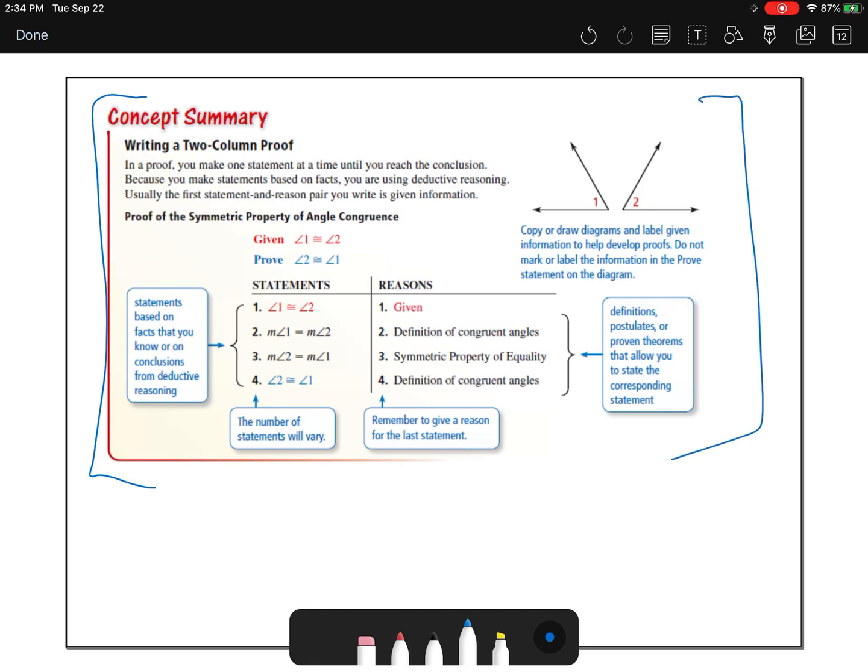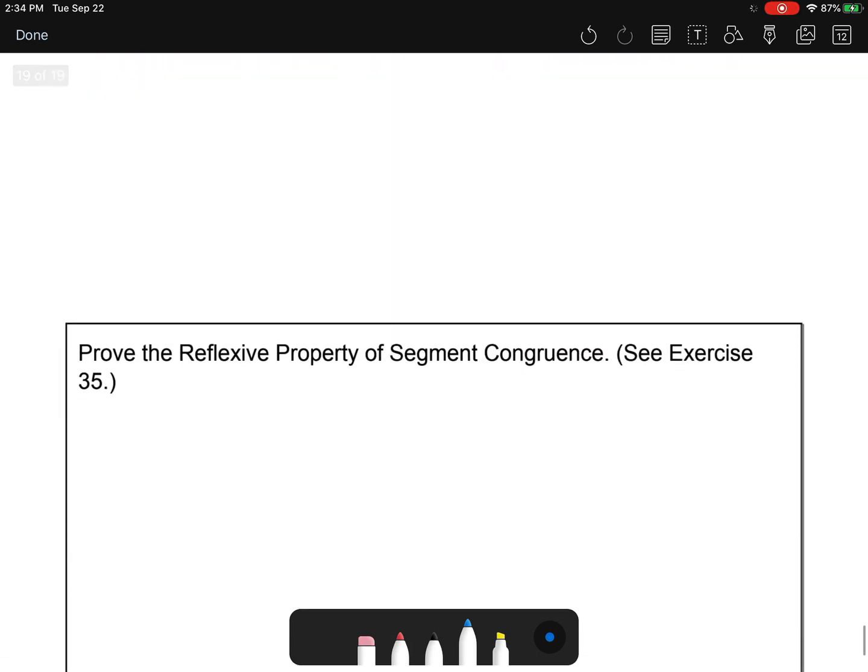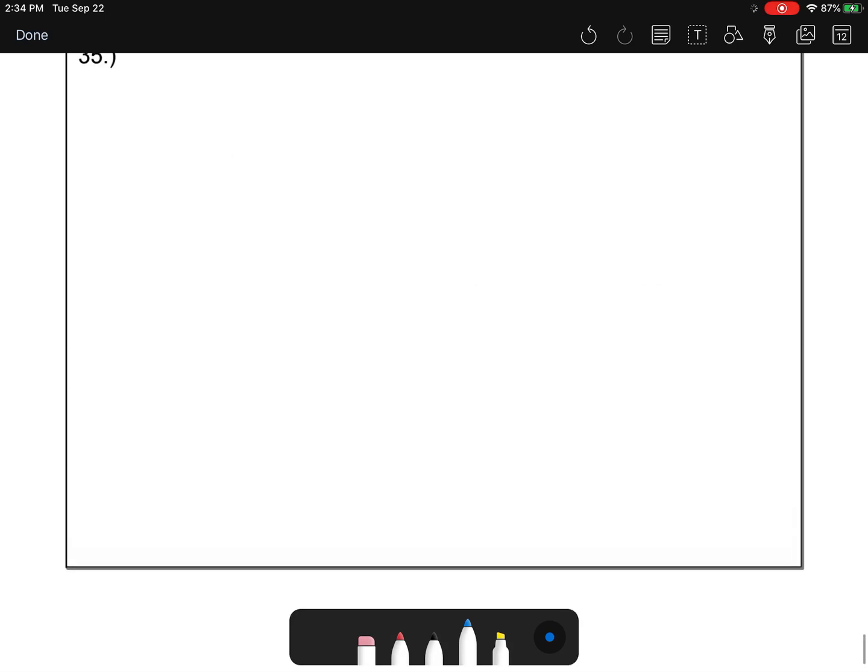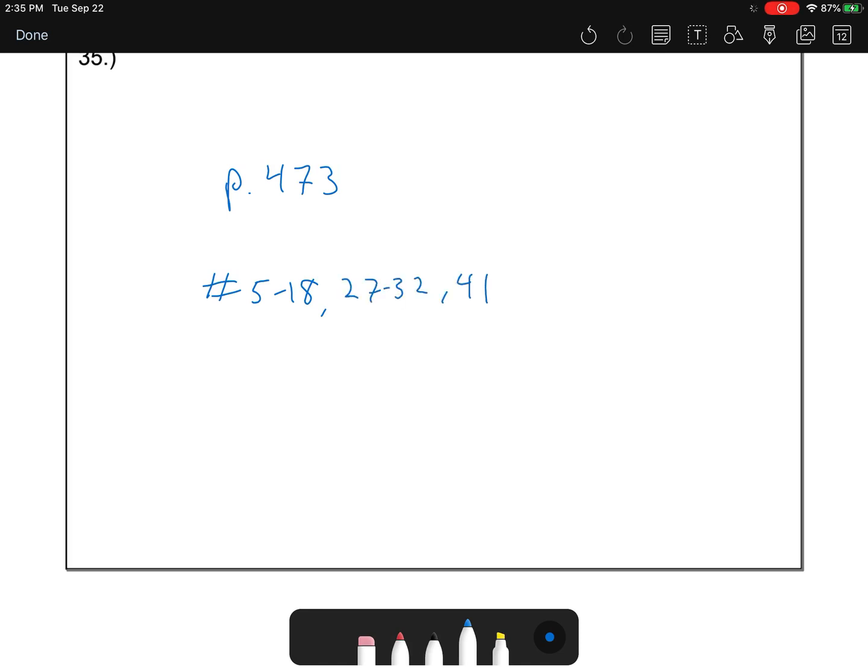Okay, now this 2-column proof, we're not going to be doing this yet, but that's coming up very soon. And we will do that with triangles mainly. And it is different. It is basically using deductive reasoning and logic to find the next step. And I look forward to going over that with you very soon. The assignment then is going to be found on page 473, and that's going to be numbers 5 through 18.